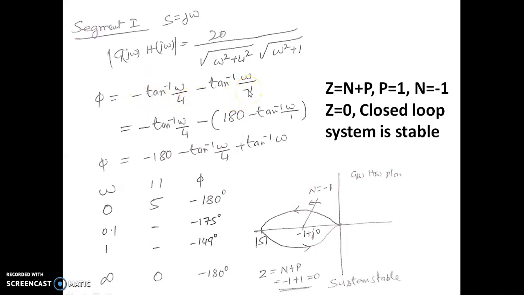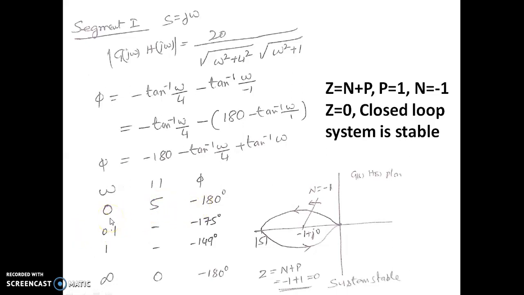So this -1 term has to be carefully taken care of, and then we have to write it as 180 minus tan inverse of omega by 1. So this reduces the phase to -180 degree minus tan inverse of omega by 4 plus tan inverse of omega. So with this magnitude and the phase equations, for different values of omega, you can find out what the magnitude and the phase are.